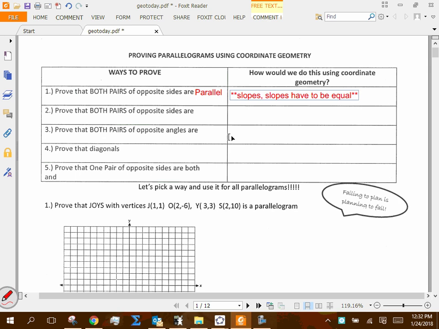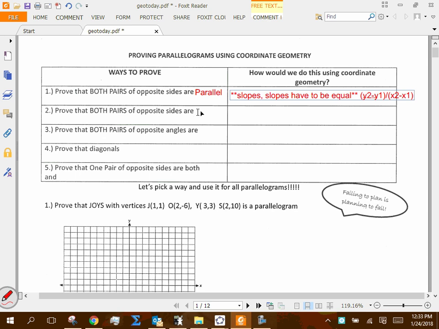And you remember your slope formula, hopefully. I'm going to write it here: y2 minus y1 over x2 minus x1. Okay, that's a good idea to be able to do that. All right? That's actually going off the definition of a parallelogram, right? Definition says both pairs of opposite sides are parallel.